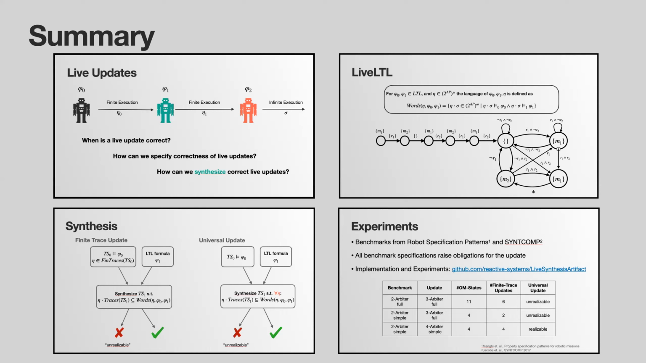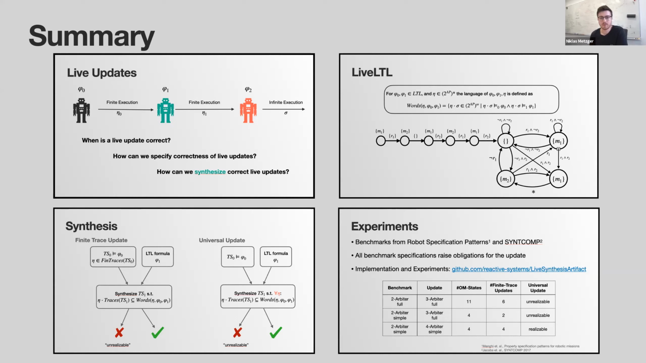I was wondering, for the universal case, is it the case that you might have 2 finite traces that require 2 proof obligations that are incompatible? So meaning one finite trace requires the new system to satisfy phi, and the other one would require it to satisfy not phi. So basically, this makes it unrealizable.